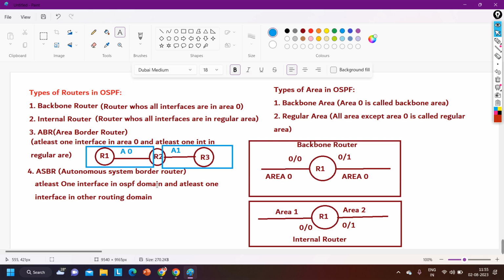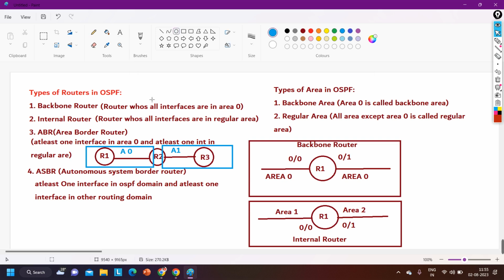But if I talk about router 2, see, router 2 has one interface in area 0 and one interface in area 1. So router 2 will become what? ABR router. Getting my point, guys? Yes. Router 2 is here ABR router.